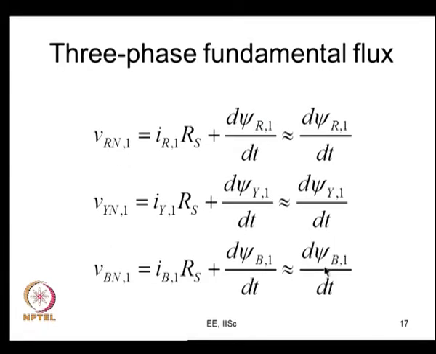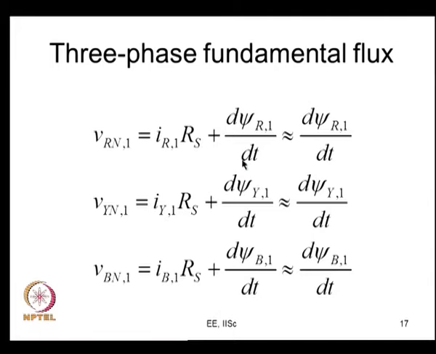So, what would be the fluxes? That is what we are going to look at now. Now, if you have your applied voltage VRN 1, that is the sinusoidal, the fundamental voltage applied, that is equal to the IR drop. This Rs is the stator resistance and IR 1 is the fundamental current through R phase. So, this is IR 1 Rs plus d psi R 1 by dt. This is the rate of change of flux linkage now.